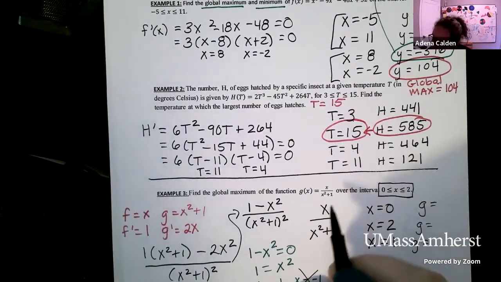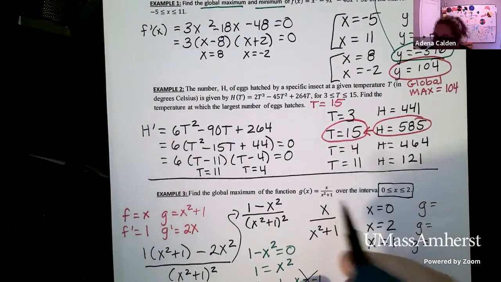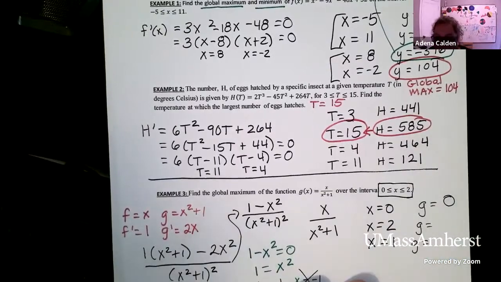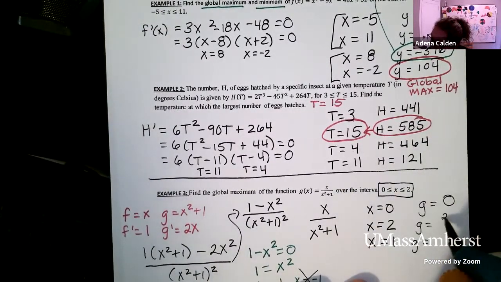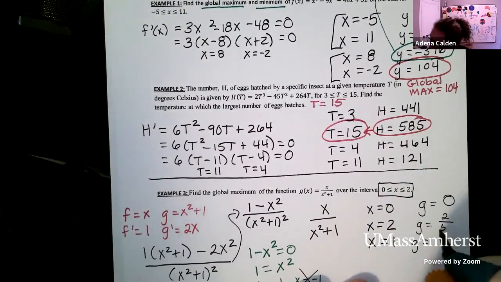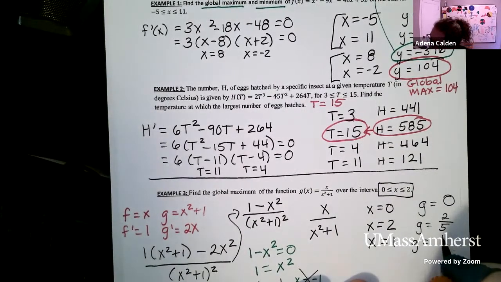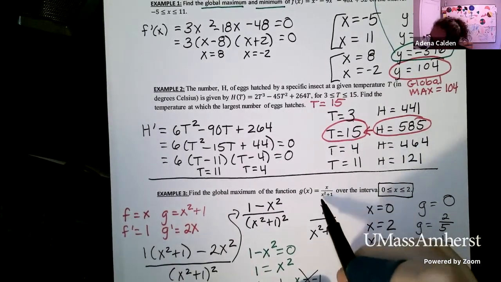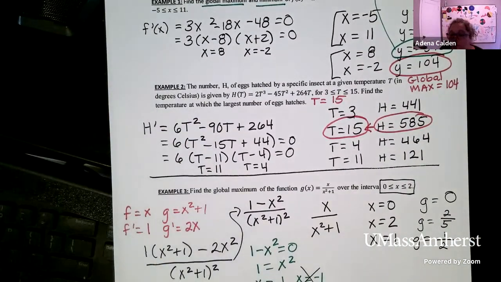So if we take 0 and plug it in, we get 0 over 0 plus 1. So 0 divided by 1 is 0. When we plug in a 2, we have 2 on the numerator and then 2 squared plus 1 on the denominator. So that's 2/5. And then when we plug in a 1, we have a 1 in the numerator and then a 1 plus 1, which is 2 in the denominator. So we have 0, 2/5, and 1/2.